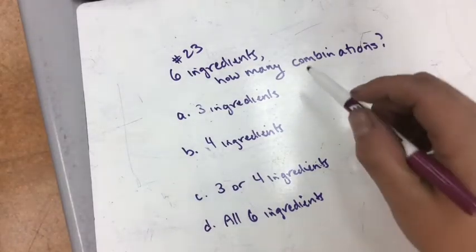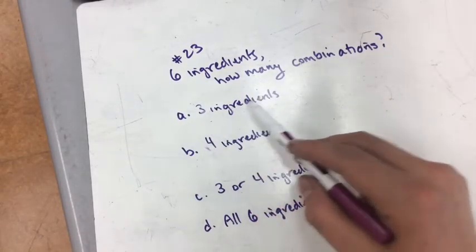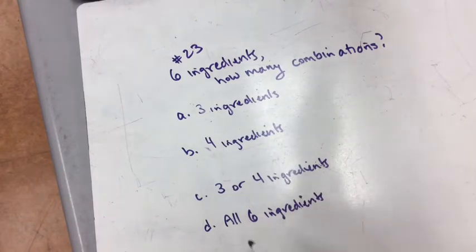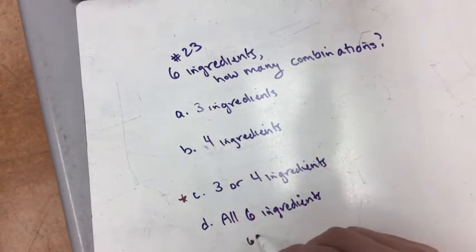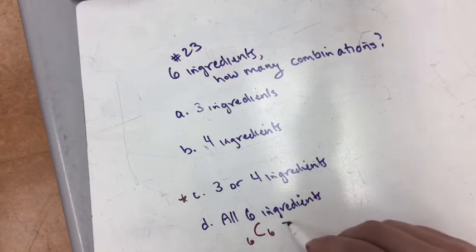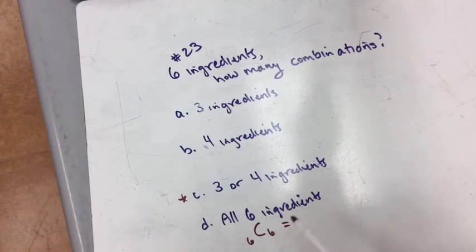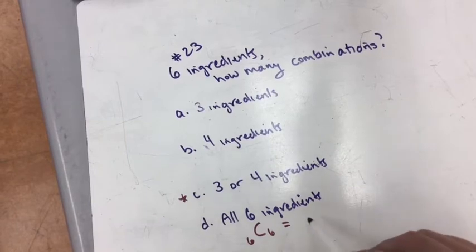And then it asks for how many combinations you can have for a 3-ingredient meal, a 4-ingredient meal, or a 3 or a 4-ingredient meal, which is the interesting question here. And then a 6-ingredient meal. Well, let's actually start from the bottom here. How many different combinations can you have of a 6-ingredient meal using all 6 ingredients? Well, this becomes 6 choose 6. And there's only one way to have a plate full of all 6 ingredients.